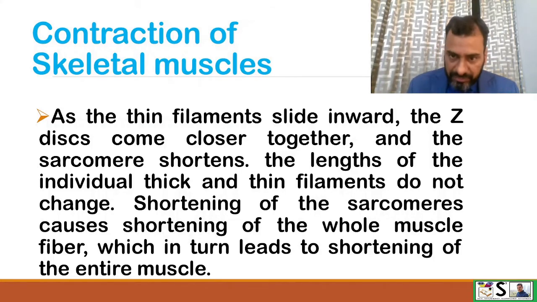As the thin filaments slide inwards, the Z discs come together and sarcomere shortens. That I have just told you. The length of the individual thick and thin filament is not changing. Again, I am explaining to you. Keep in mind, shortening of sarcomere is the main factor which leads to shortening of the muscle or contracting of the muscle.